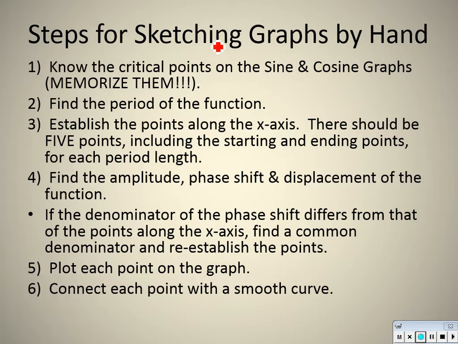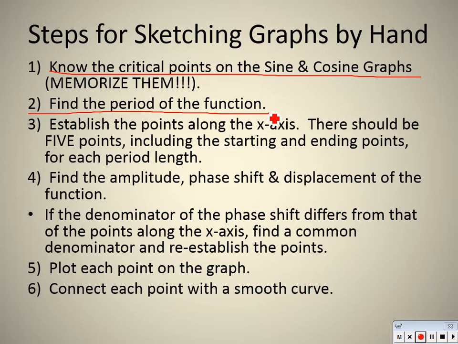So here are some steps for sketching some of these graphs by hand. We've already gone over some of these things, but haven't really spelled them out as steps. So first thing is this: you have to know your critical values. You've got to memorize them. For each of the sine and cosine graphs, you have to know what your critical values are. Then you should know what the period for each of the functions is. Remember, the period for the sine and cosine graph is 2 pi unless there's some sort of horizontal stretching or shrinking involved. So make sure you know what the period of the graph is.